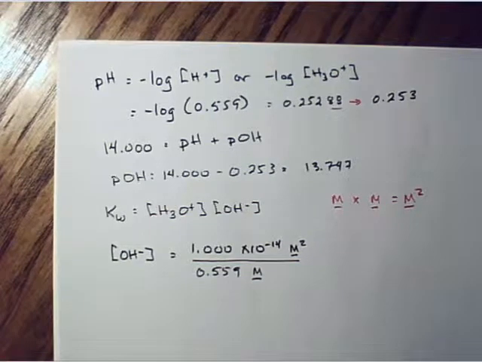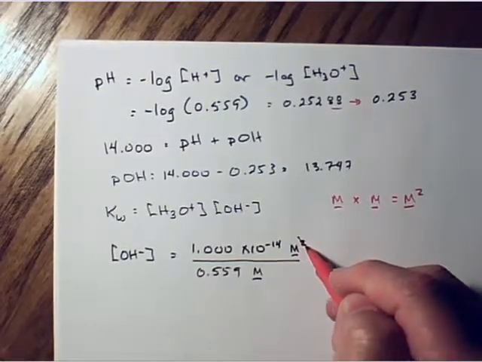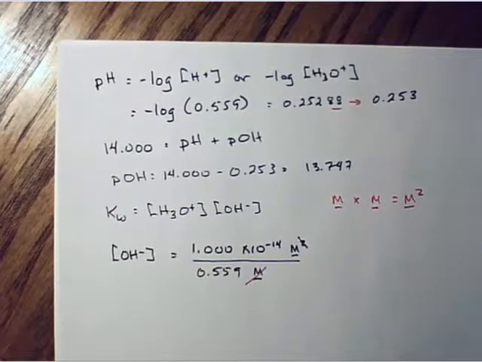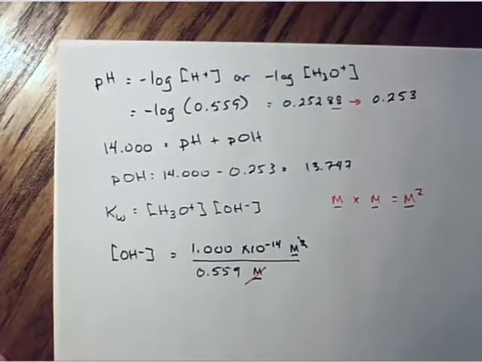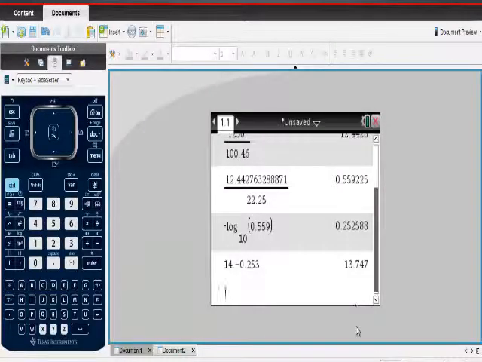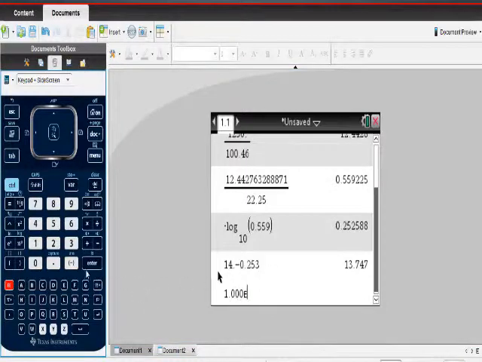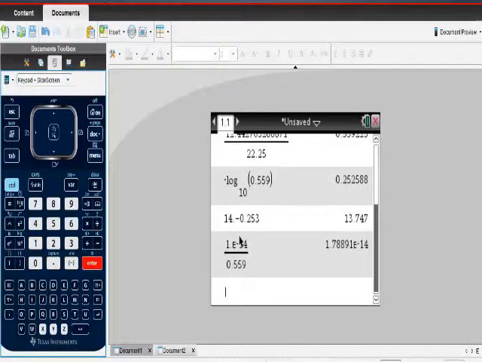That being the case, I can cancel out 1 molar up here with that one on the bottom. Do you understand what I'm talking about? Now all we have to do is plug these values into the calculator to get an answer. So 1.000. Here's my exponent button down here in the lower left. We want to change the sign for negative 14. I'm going to put all this in parentheses, divide by, and then put 0.559 on the bottom.